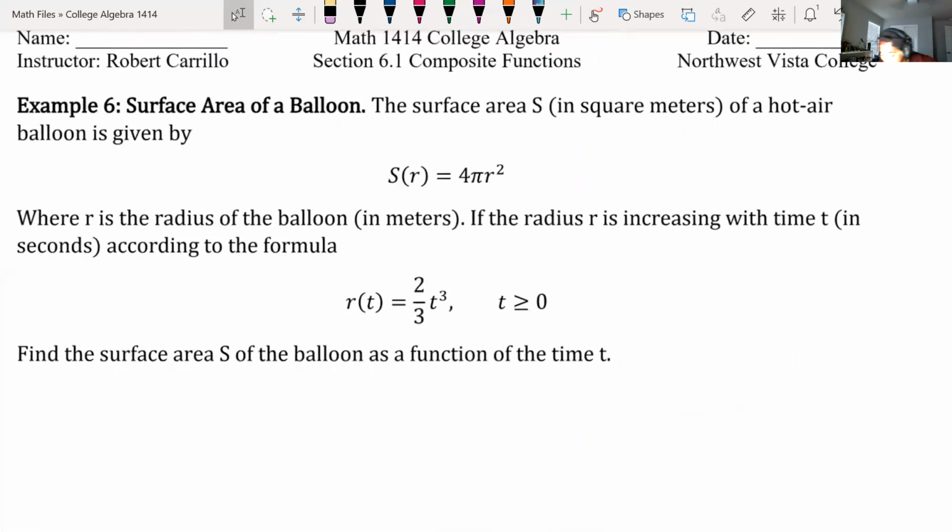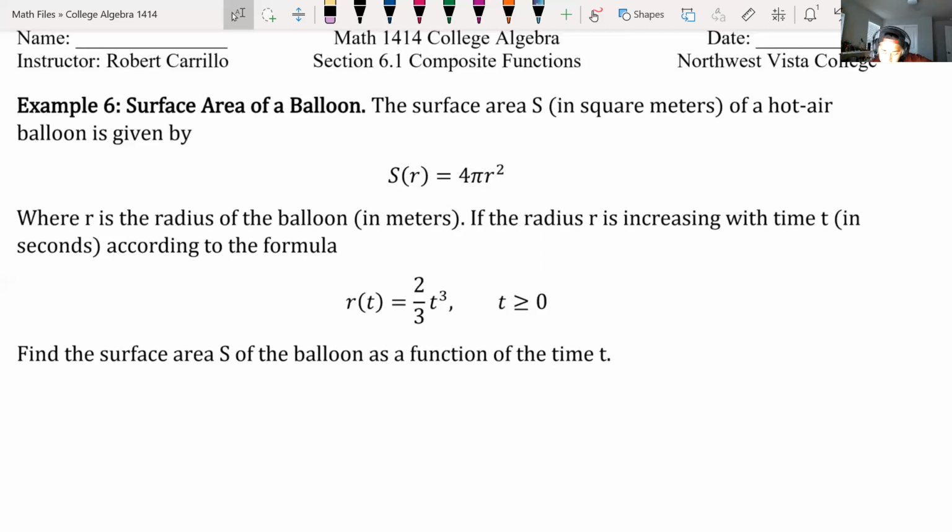An actual math application. The surface area, S in square meters, of a hot air balloon is given by S of r equals 4 pi r squared, where r is the radius of the balloon in meters. If the radius r is increasing with time t in seconds, according to the formula r of t equals 2/3 t cubed, where time is greater than or equal to 0, find the surface area of the balloon as a function of the time t.